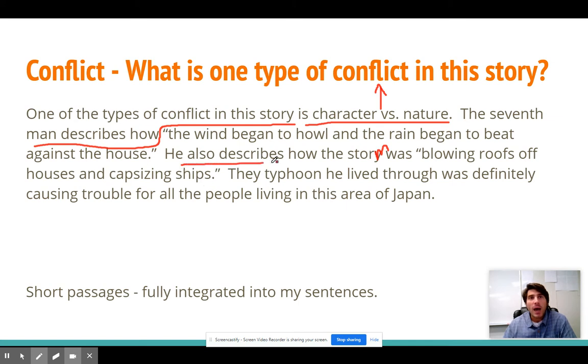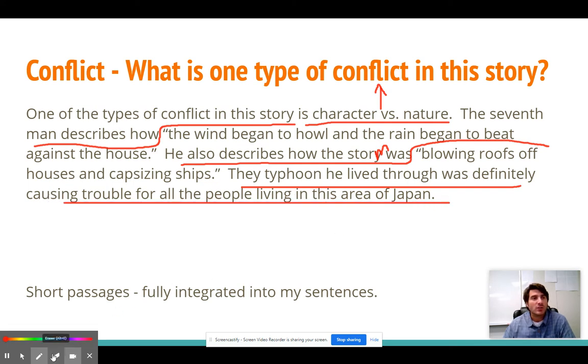So again, my words perfectly integrated with quotation. The typhoon he lived through was definitely causing trouble for all the people. So now I just kind of end with a little bit of analysis, kind of explaining the situation.